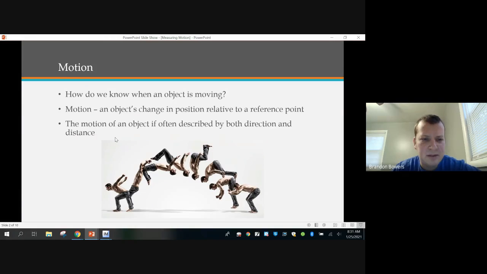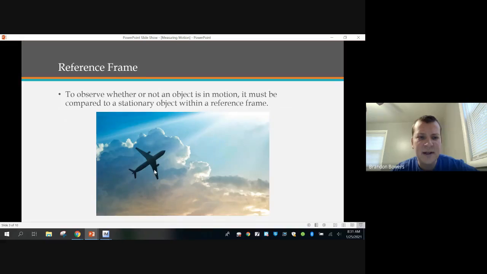Okay, so that's motion. Motion is an object's change in position relative to a reference point, and it usually has direction and distance. So a reference frame, I just said, is what we use to determine if an object's moving or not. And the main reference point is Earth. A reference frame is used to observe whether or not an object is in motion. It must be compared to a stationary object within a reference frame.